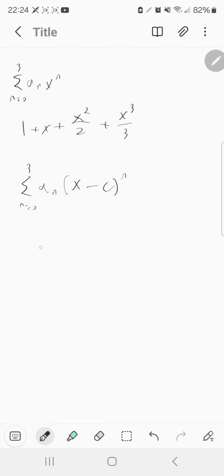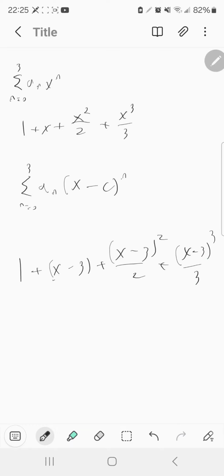For example, let's say c equals 3, which would be 1 plus x minus 3 plus x minus 3 squared over 2 plus x minus 3 cubed over 3. Now, this is showing that it is centered at 3. So the center of this power series will be at x equals 3.